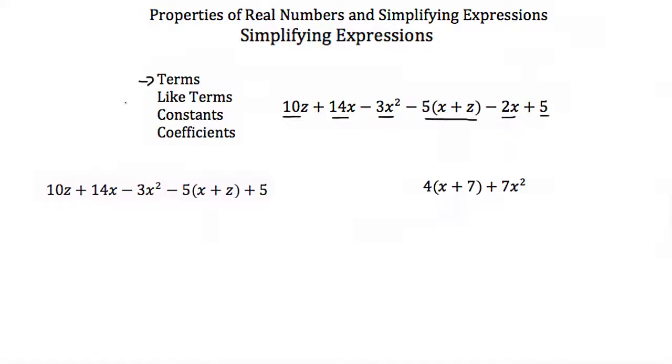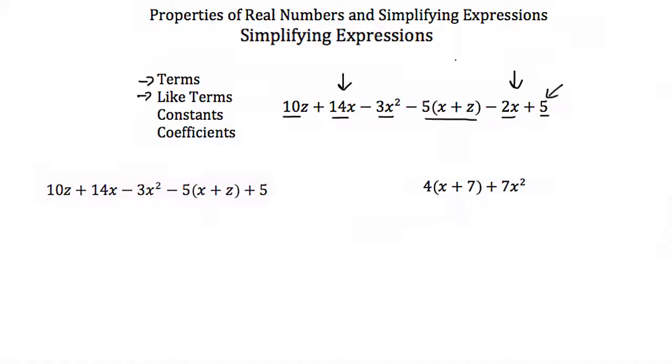Now we're going to talk about like terms. Like terms are just terms that have the same variable, and that variable has the same exponent. So our like terms here would be 14x and negative 2x because they have the same variable and the same power, so they're like terms. A constant is any term that doesn't have a variable in it. So our constant in this expression is the 5.